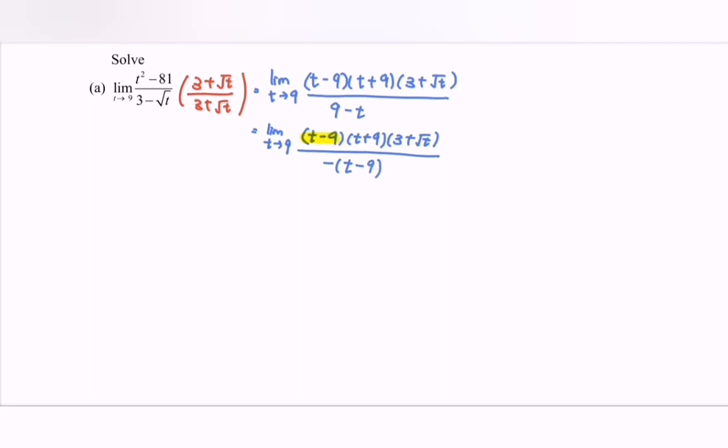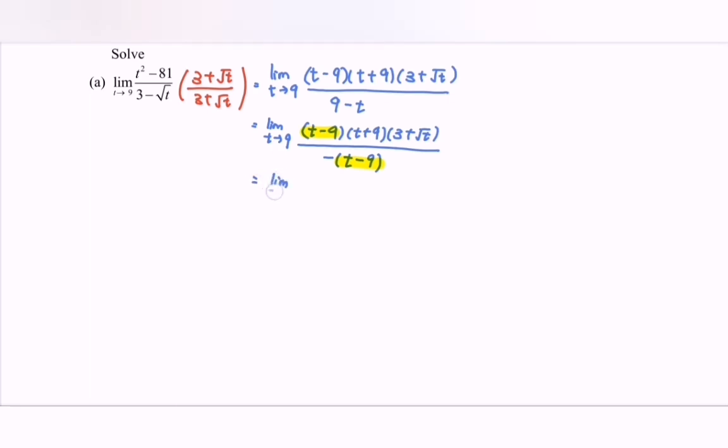Notice that we have the common terms, so we can simplify the situation. So we have limit when t approaching 9 of negative bracket t plus 9 multiply with 3 plus the square root of t. Kindly substitute the situation. Then we will have negative bracket 9 plus 9, we have 18 bracket, we have the 6. So limit when t approaching 9 for the function t squared minus 81 over 3 minus the square root of t, we have the value of y approaching negative 108.